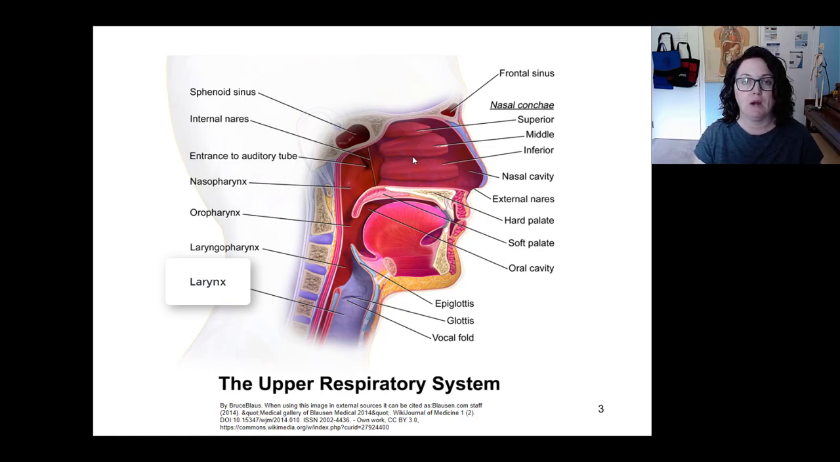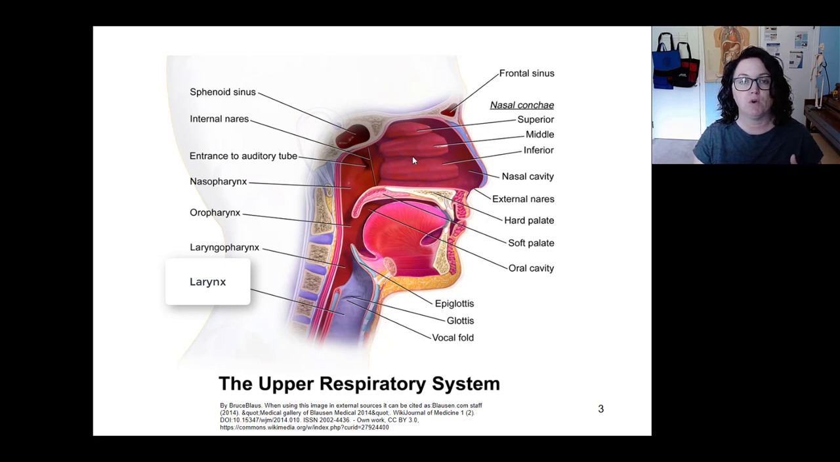From there, the air will move down into the oropharynx, which is the portion of your throat behind your oral cavity or mouth. Next, air will enter into the laryngopharynx, which is my favorite one because it's just fun to say. Now at this point, the tube is actually going to separate into two. The back tube is your esophagus, which is for food, and the front tube is going to be your larynx, which is going to be for air.